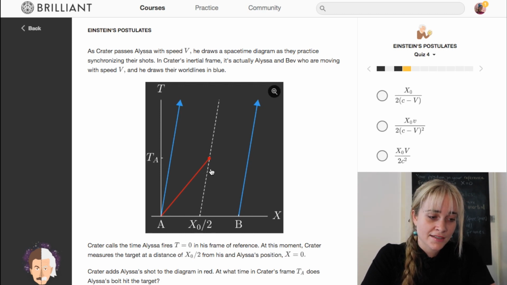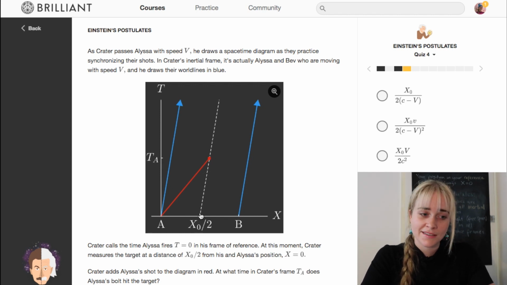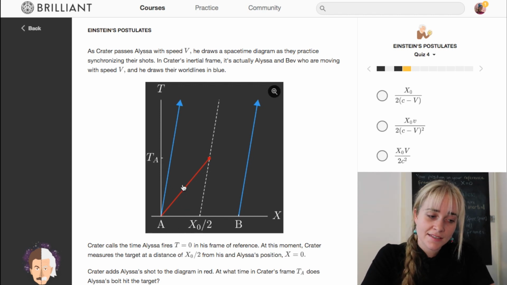So this here is the target, which is halfway between the two girls. In red here is Alyssa's laser shot. So we're being asked at what time in Crater's frame does Alyssa's bolt hit the target. So what is this TA right here?